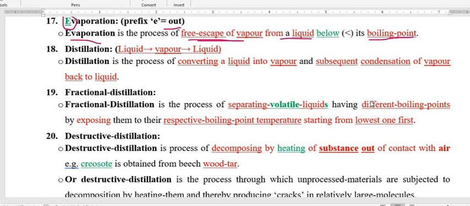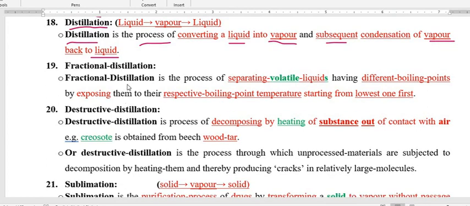Next is distillation. I think most of the students have seen the distillation apparatus, the distillation set. In distillation, this is a process occurring in the distillation set, in which the water or liquid gets converted into vapor, and then the vapor gets condensed back to liquid. This is called distillation.